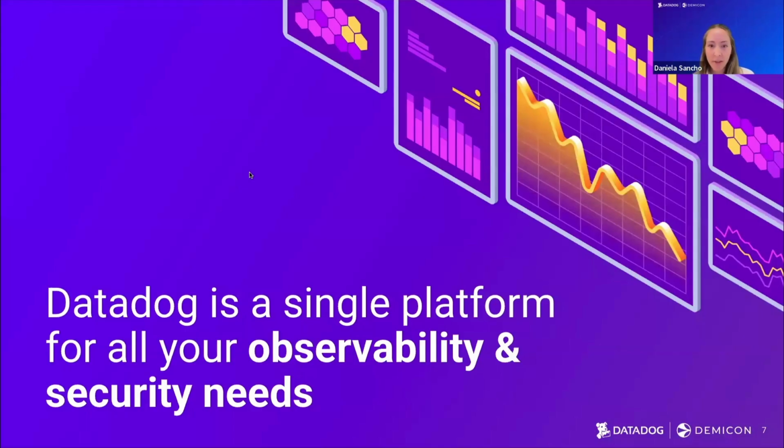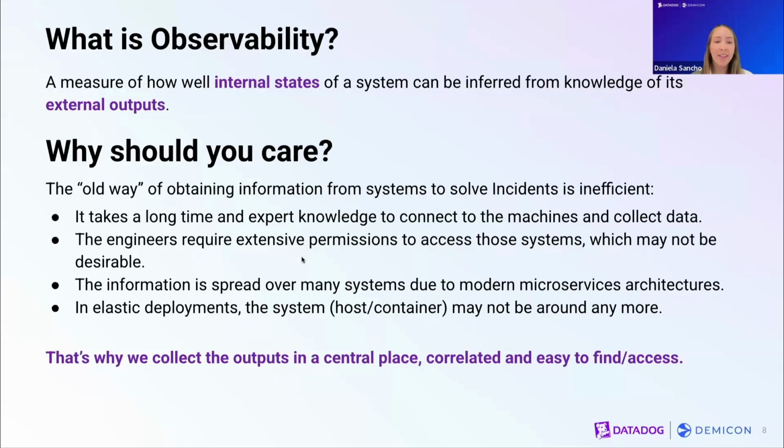Where does Datadog come in? Datadog is an observability and security platform to get full visibility of your tech stack in a single platform. Why is this important? What is observability? In simple terms, observability is about getting the visibility we need to understand what's happening inside our systems, which are often complex and distributed.